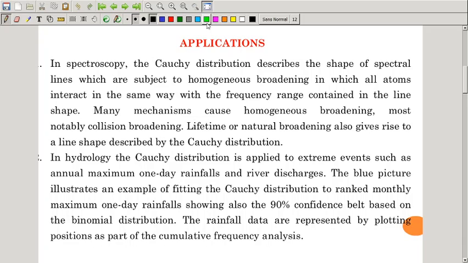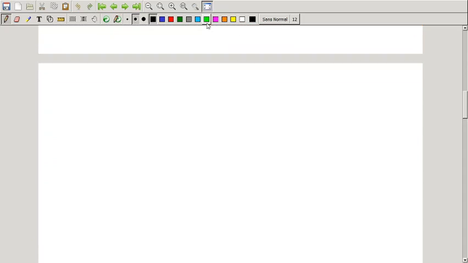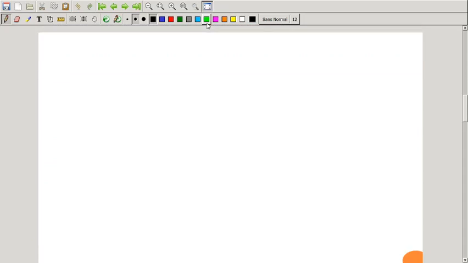In that case, we will fit the Cauchy distribution to rank the monthly maximum one day rainfall, showing also the 90% confidence band based on the binomial distribution. These are some examples available on the internet, so this application you can see on the web. Okay, now we will continue with the definition of Cauchy distribution.